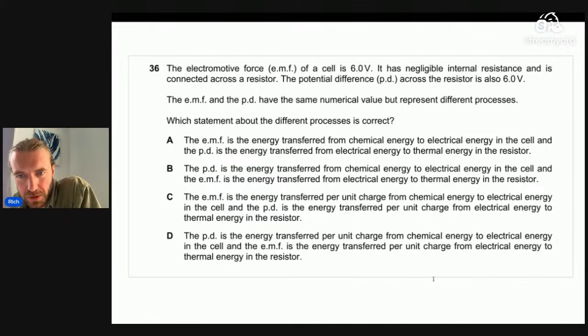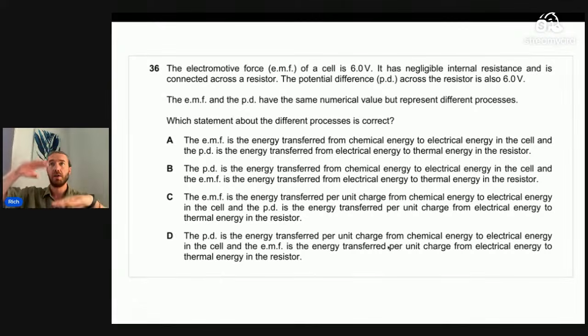All right, so I've got a couple of people saying that they think it's C. What? Okay, here we go. PD is across a load or component, EMF from cell. So B and D eliminated. Very well done. So if we are clear on that, if we're clear on the EMF being a potential rise, I like to call it.